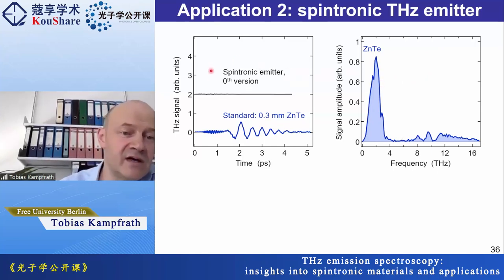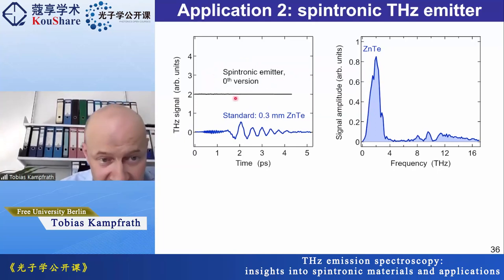But let's see whether a metallic spintronic layer can do better. And what you see here is the terahertz waveform unscaled from our zeroth version of the spintronic emitter. And you see that the amplitude is very small. And so this can, of course, not at all compete with the standard emitter.